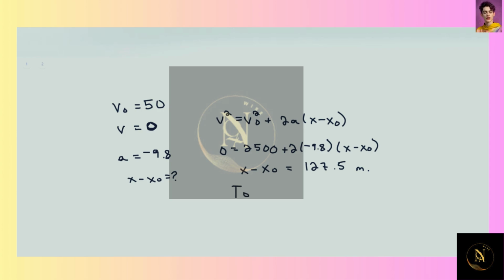So the total height is equal to the sum of 127.5 and 250. So it's 377.5 meters. And that's the answer to part A.